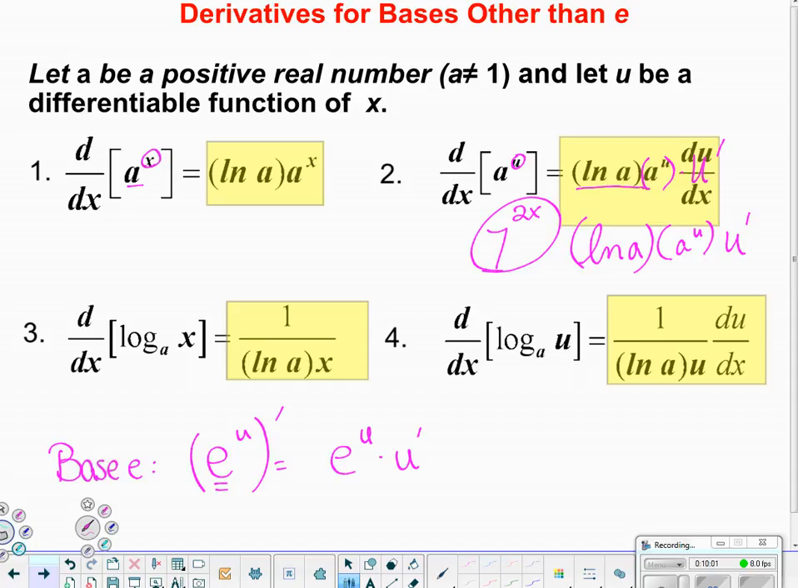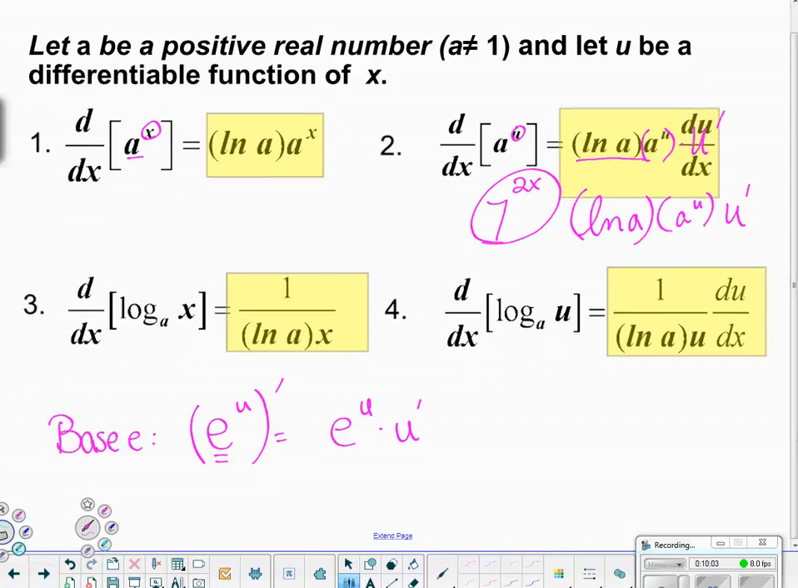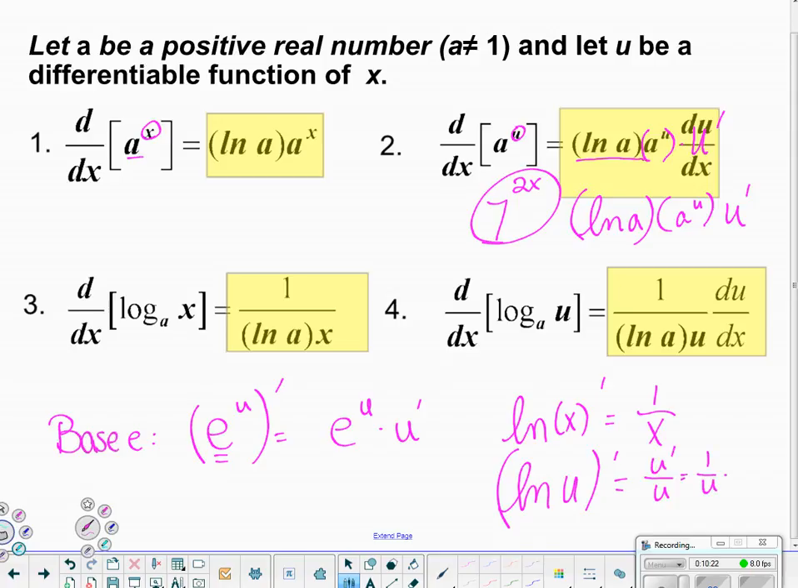All right, what about logs? What if the logs are no longer e? So we knew natural log of x, its derivative was 1 over x. Or natural log of u, it was u prime over u. Really, it was 1 over u, wasn't it, times chain rule. And we got to kind of memorize it. We just memorized it as u prime over u. So now what if the base is not e like it was in natural log?